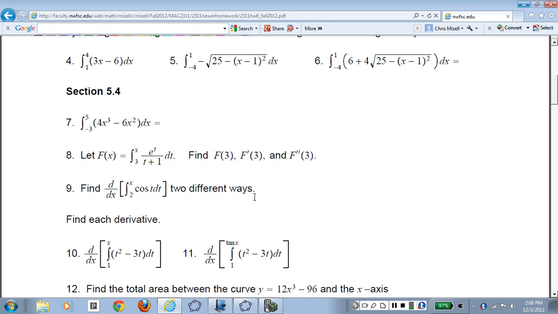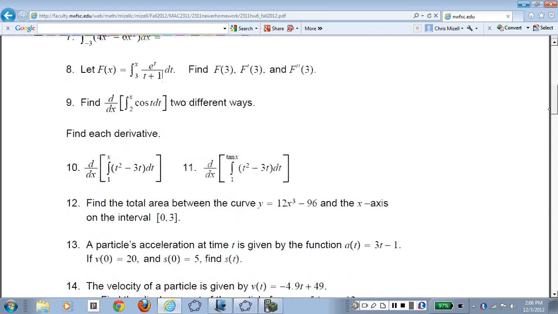Number 9, the integral from 2 to x, we did a problem very much like that. I think we did that for sine. Problem 10, I think you can handle.